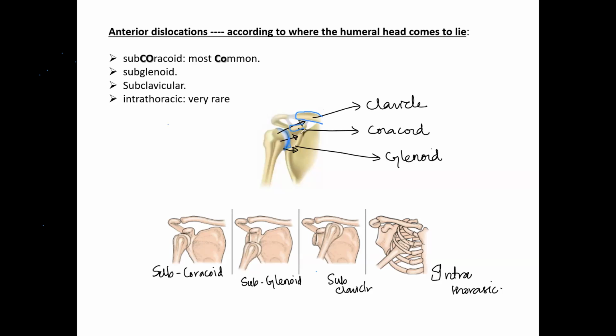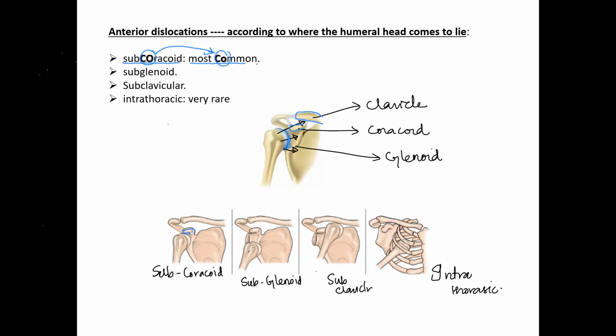So here is the glenoid. After the dislocation, the head will move to any of these bony structures. Subcoracoid means the head is dislocating and coming and hitching at the coracoid. So it's subcoracoid. This is the most common. So we have the mnemonic CO common. With this mnemonic, you can remember which is most common: subcoracoid is common.